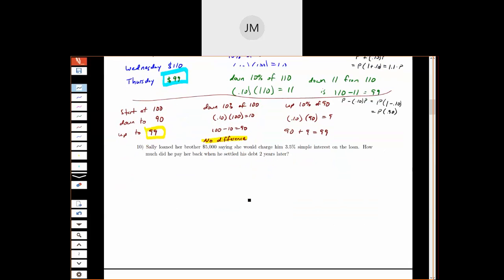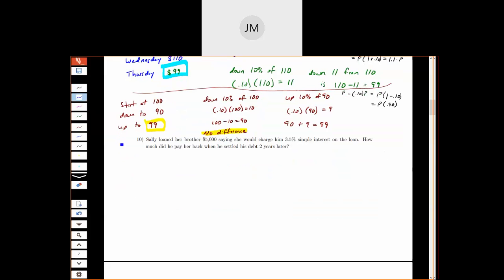Okay, let's do one last problem today. Sally loaned her brother $5,000, saying she would charge him 3.5% simple interest on the loan. This is key. If the problem says simple interest, you're going to use the simple interest formula. If the problem doesn't say simple interest, you don't want to use the simple interest formula. So our simple interest formula is I equals PRT.